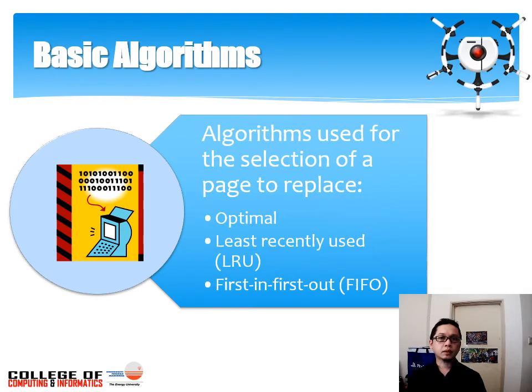The optimal method, the least recently used, and also the first in, first out are some of the algorithms being used for the page selection process. So we will look at it one by one, and I will explain to you how the selection works.